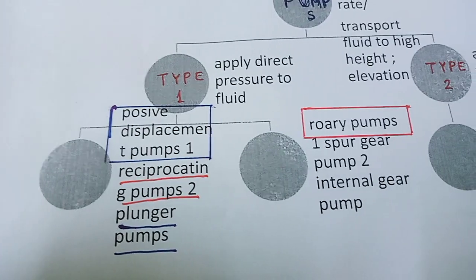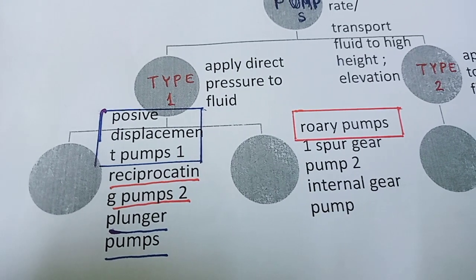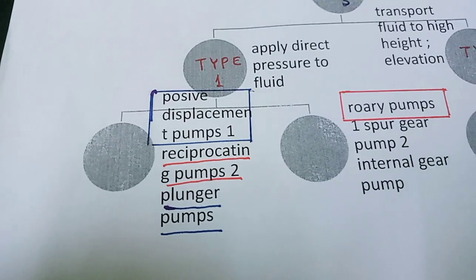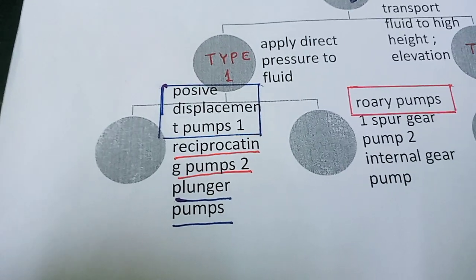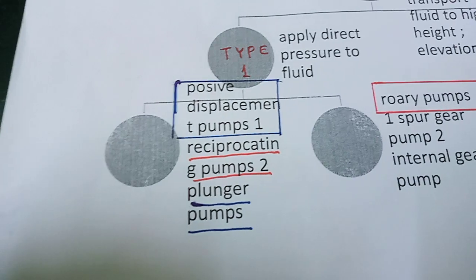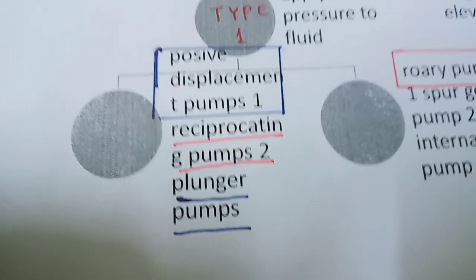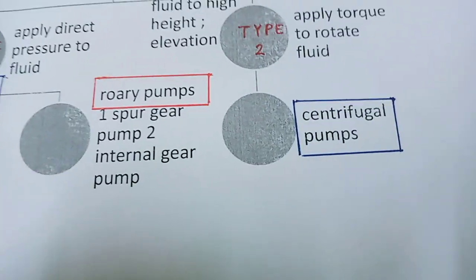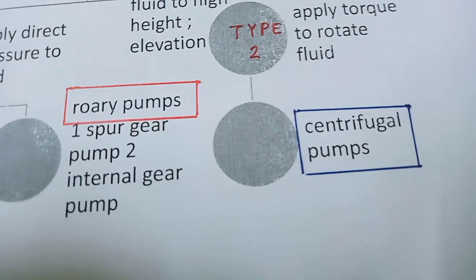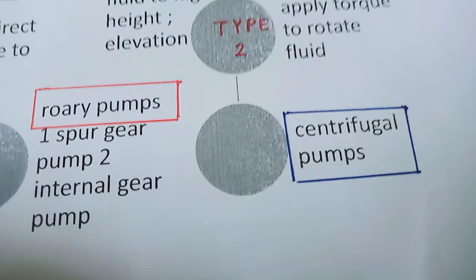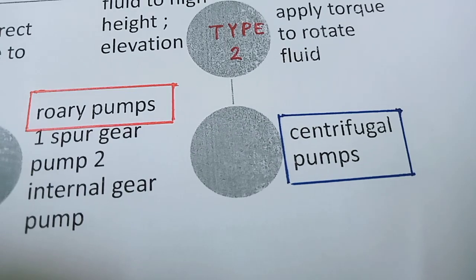Now in the first type they are known as positive displacement pumps, and they apply direct pressure to the fluid. So there are again two types, reciprocating pumps and plunger pumps. In the second type, which apply torque to rotate the fluid and increase the kinetic energy of the fluid, they are known as centrifugal pumps.